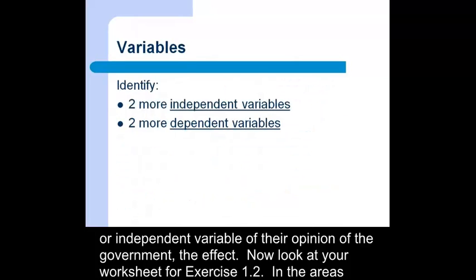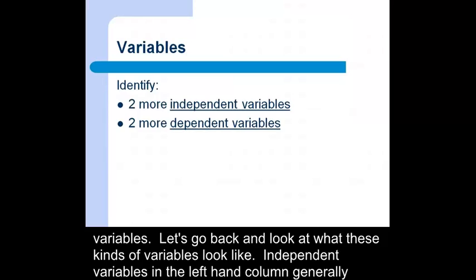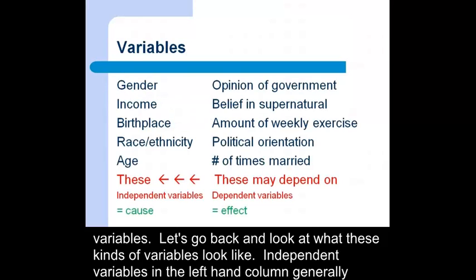Now look at your worksheet for exercise 1.2. In the areas marked 1A and 1B, identify two more independent variables. And in the areas marked 2A and 2B, identify two more dependent variables. Let's go back and look at what these kinds of variables look like.